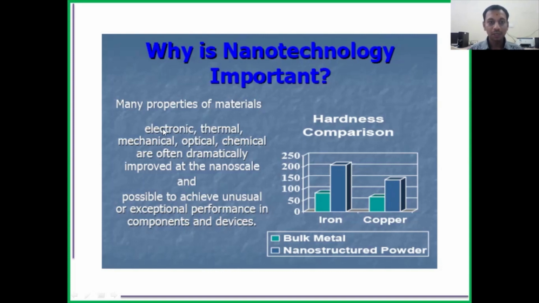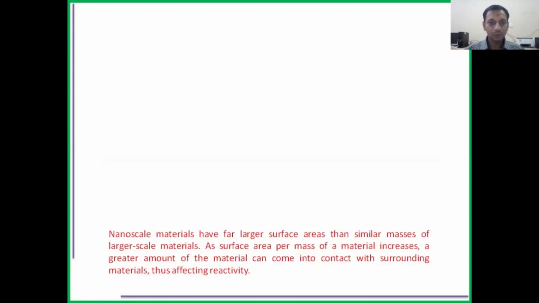By this way, we are getting very big variation, or you can say change, in the different properties. We took the example of optical properties. Now we are talking about mechanical properties, and the example is hardness, but there are many properties. You can talk about surface area also. Surface area is very important when you talk about catalysis. We'll talk later on, but now you can see here what's actually happening at the nanoscale.